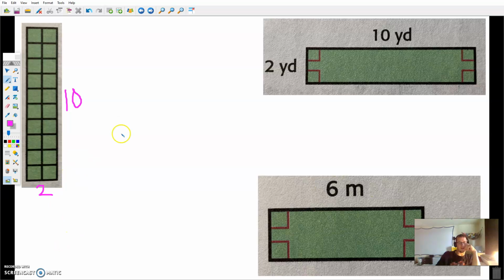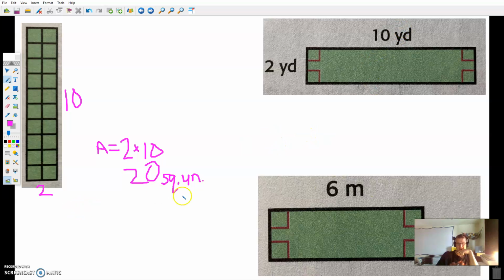Okay, so my area then is going to equal 2 times 10. And 2 times 10 is what? Go ahead and tell me. I can hear you through the camera. 2 times 10 is? Good. 20. 20 square units. Now these ones actually give me units. Okay, 2 yards and 10 yards.